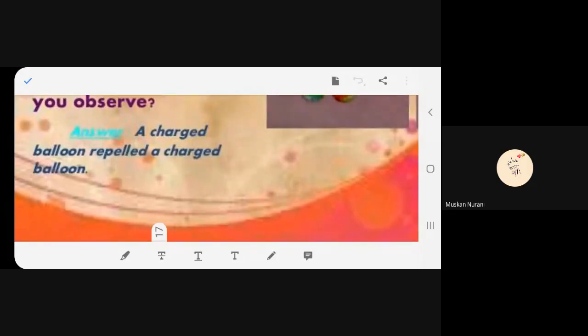So have you understood this? Why are they repelling each other, beta? Because a charged balloon will repel another charged balloon, because both the charges are same. The same charges will repel each other. Any problem?